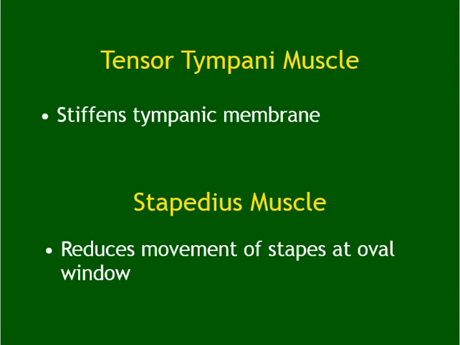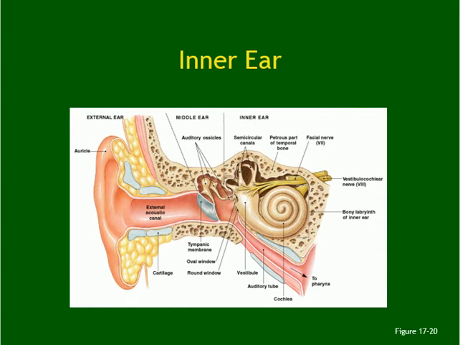Stapedius muscle will reduce the movement of the stapes, because you cannot leave the stapes moving all the time in the oval window. This will disrupt the inner ear fluid too much, and it will produce a lot of stimulation. So you need to reduce and control the movement a little bit, and this will be the stapedius muscle. And stapedius is coming from stapes, S-T-A-P-E. So the first part gives it away. Stapedius, stapes, reduces the stapes movement.